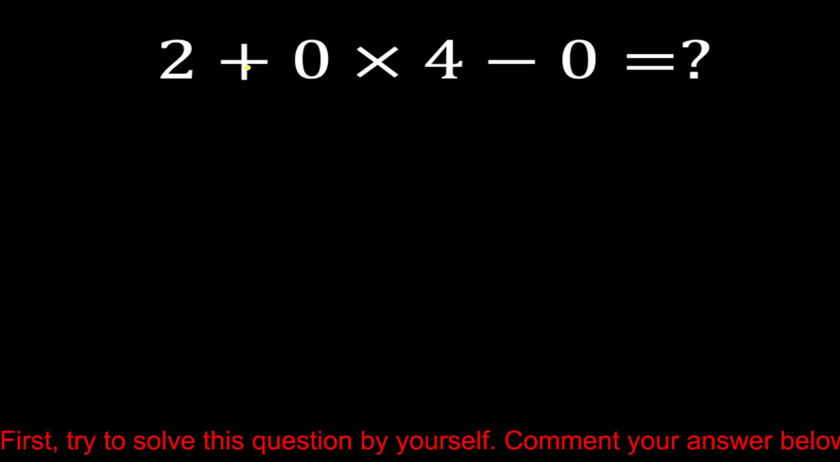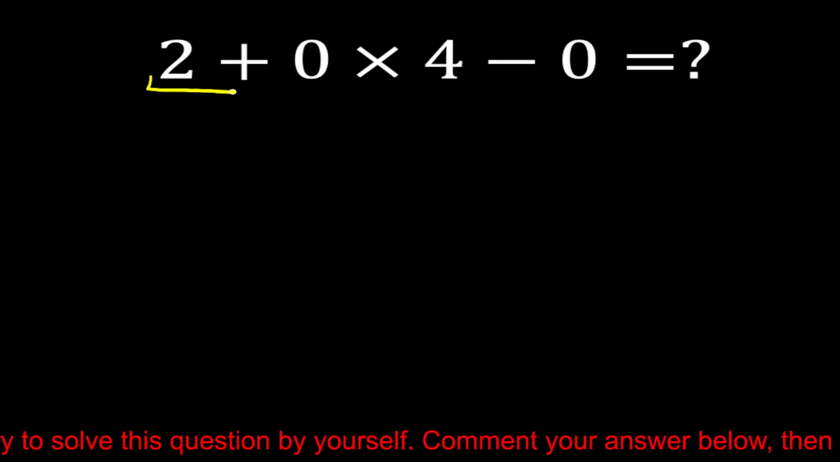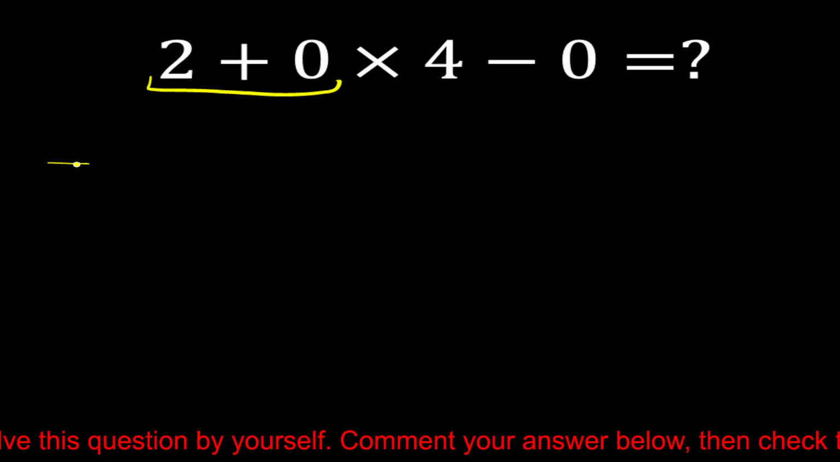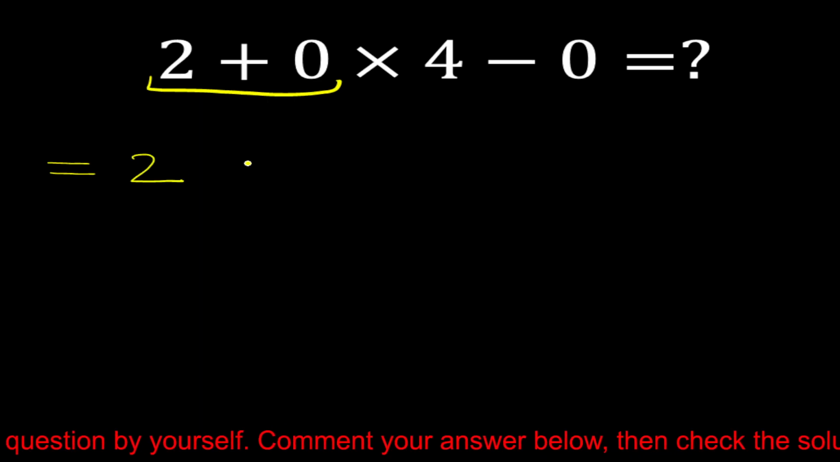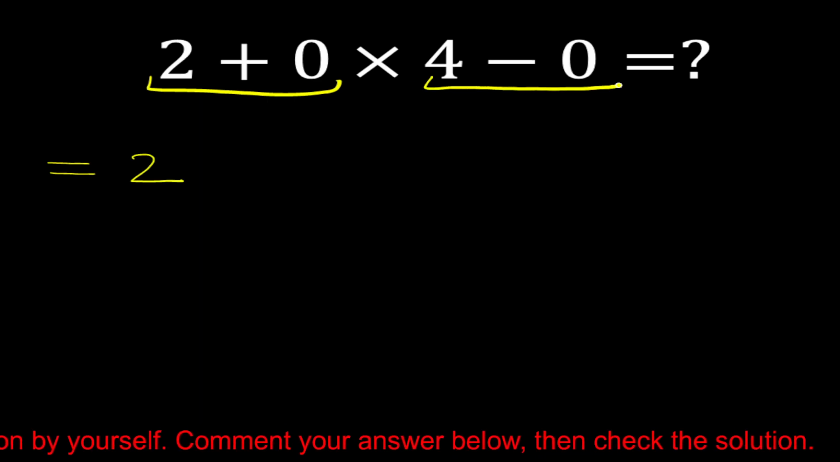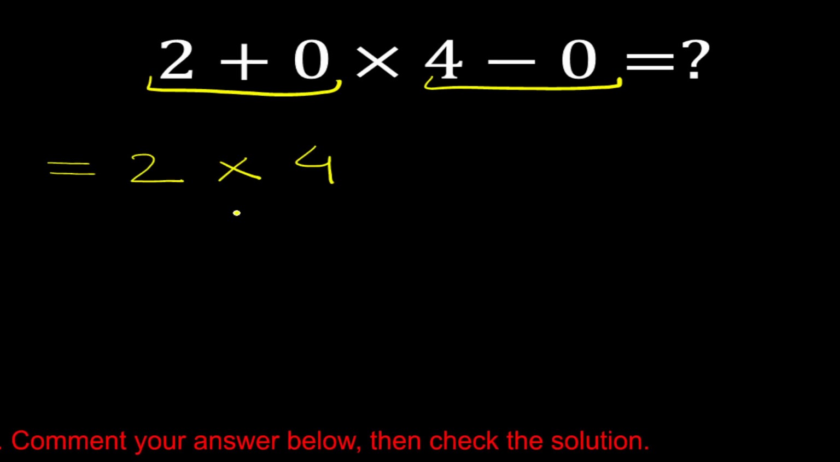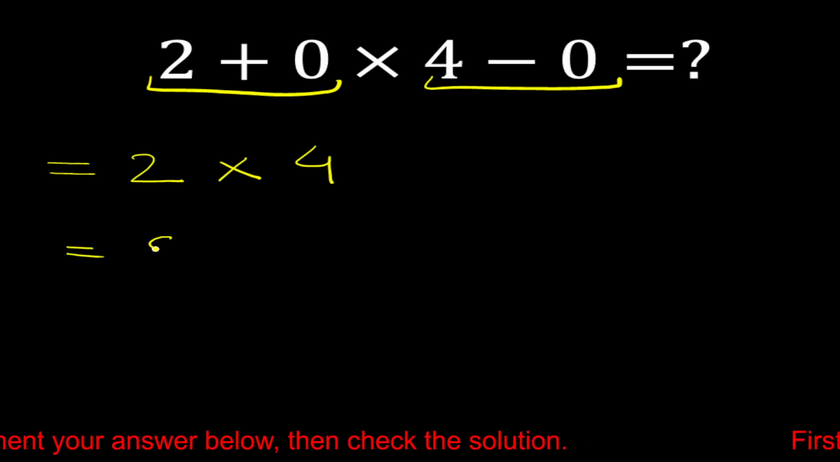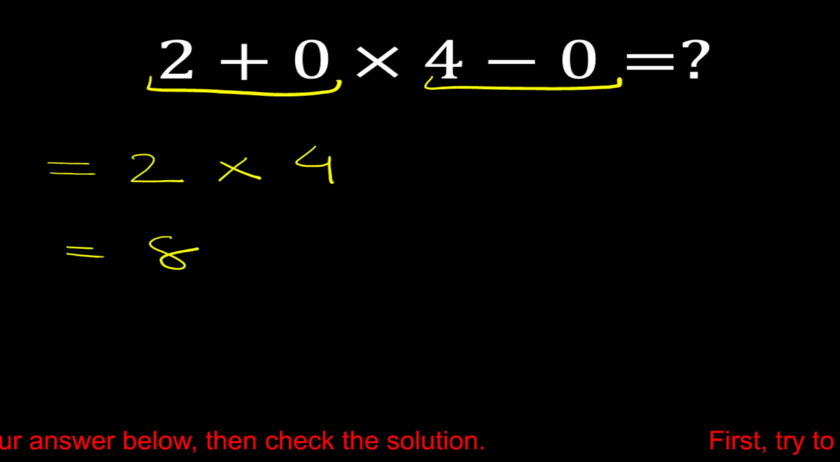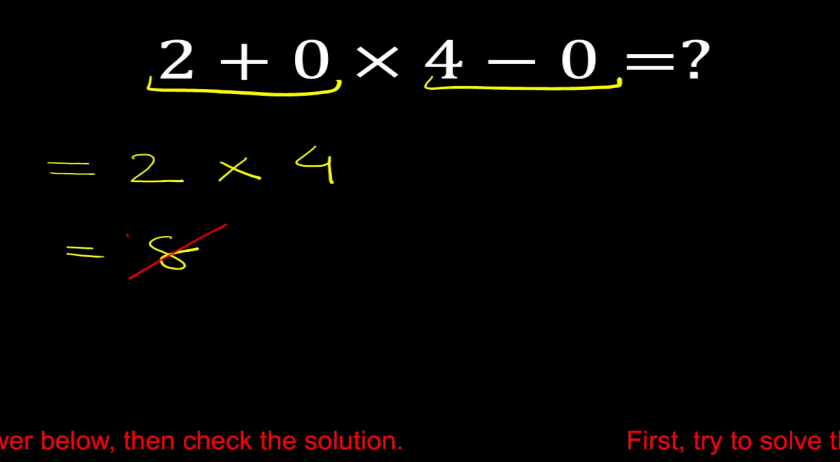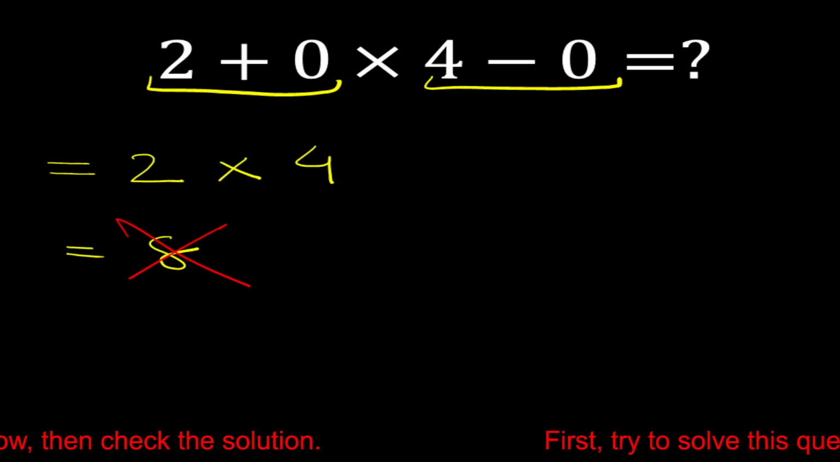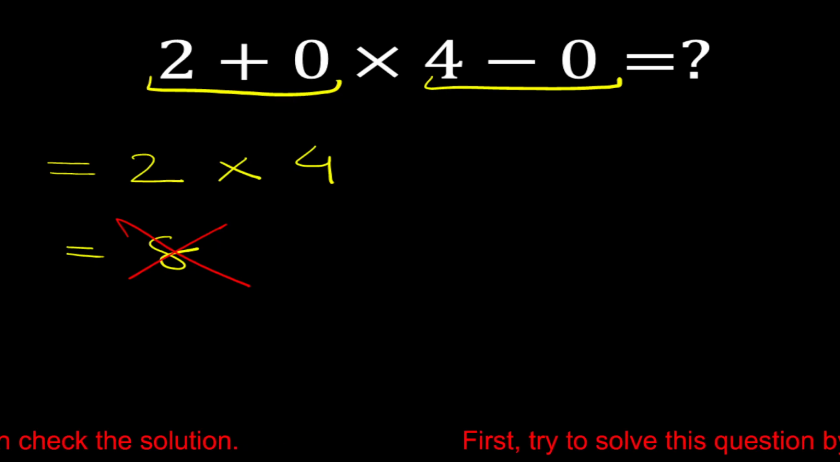So most people solve this question like 2 plus 0 is equal to 2. Then again 4 minus 0 is equal to 4. Now 2 multiply 4 is equal to 8. But here they are wrong because this answer is not correct. Okay, this answer is completely wrong.